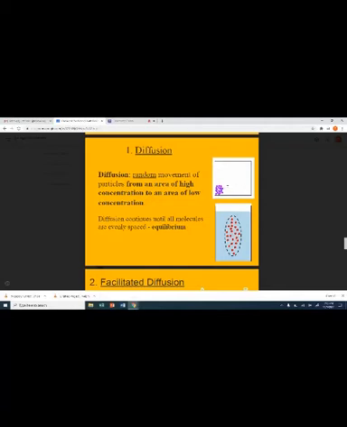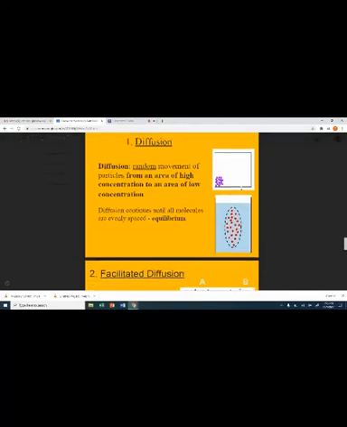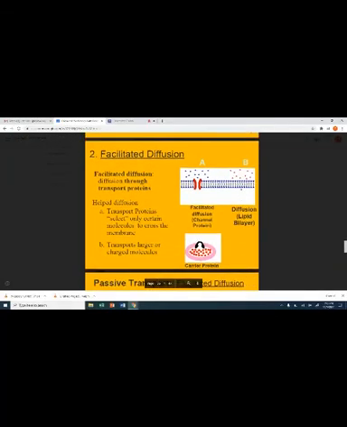And eventually it's going to diffuse or dissolve out. And once it reaches the level where it's fully dissolved or diffused, it's going to be evenly spaced throughout the solution. That's how diffusion works. Facilitated diffusion. To facilitate means to help.